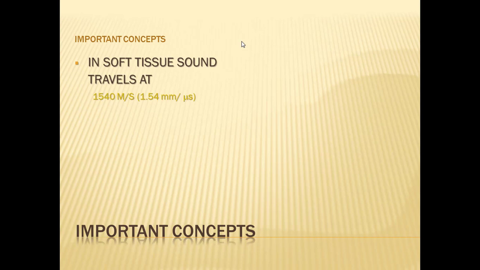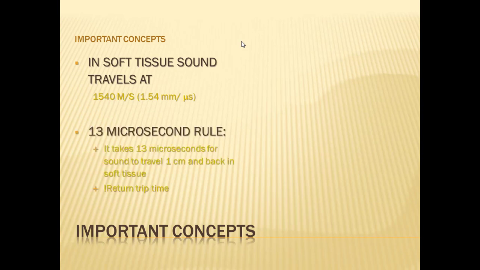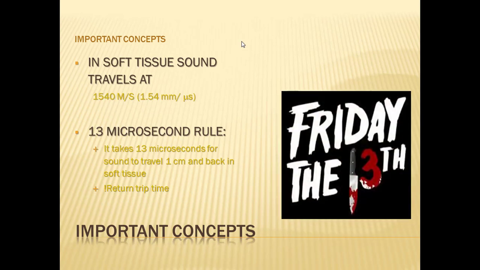Some important concepts. In soft tissue, sound travels at 1540 meters per second or 1.54 millimeters per microsecond, or it is the 13th microsecond rule: it takes 13 microseconds for sound to travel 1 centimeter and back in soft tissue. I call it the Friday the 13th rule. So let's discuss this rule a little bit. This 1540 meters per second, make sure you know the units, because they'll give this in your boards and they'll change the units around. Or 1.54 millimeters per microsecond, they'll put centimeters per millisecond or something like that. So make sure you know the units with this.